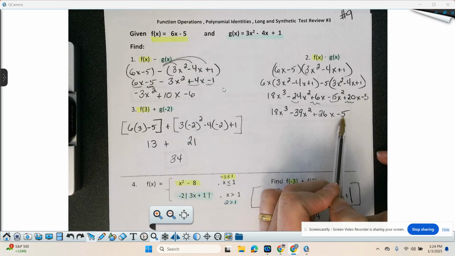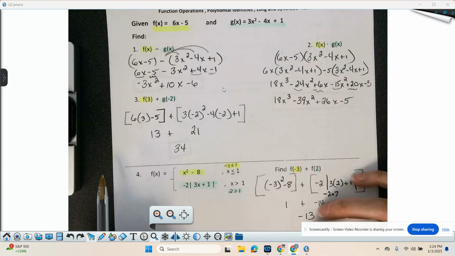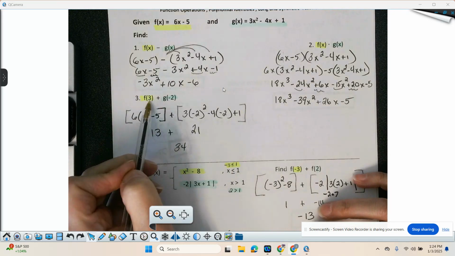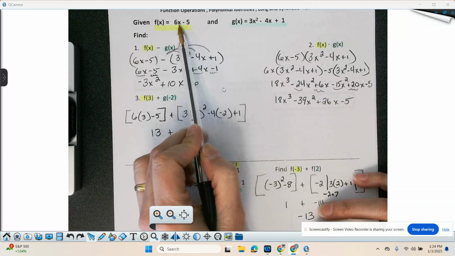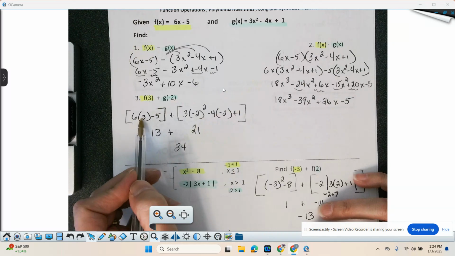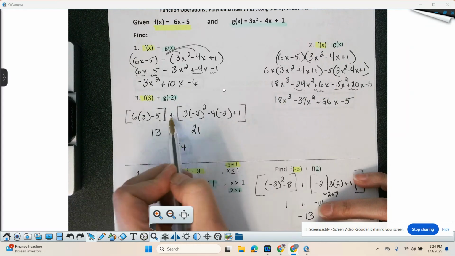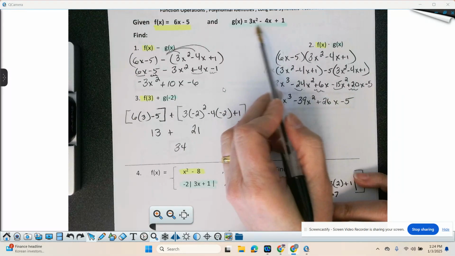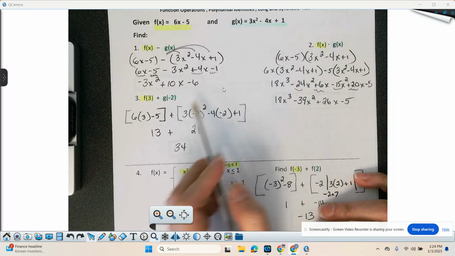Number 3 is actually having you evaluate. So you're going to put a 3 in where you see this x. When you write 6x minus 5, you're going to replace that x with that 3. Plus, now we're going to take this g of x, and instead of an x in here, we're going to replace it with a negative 2.